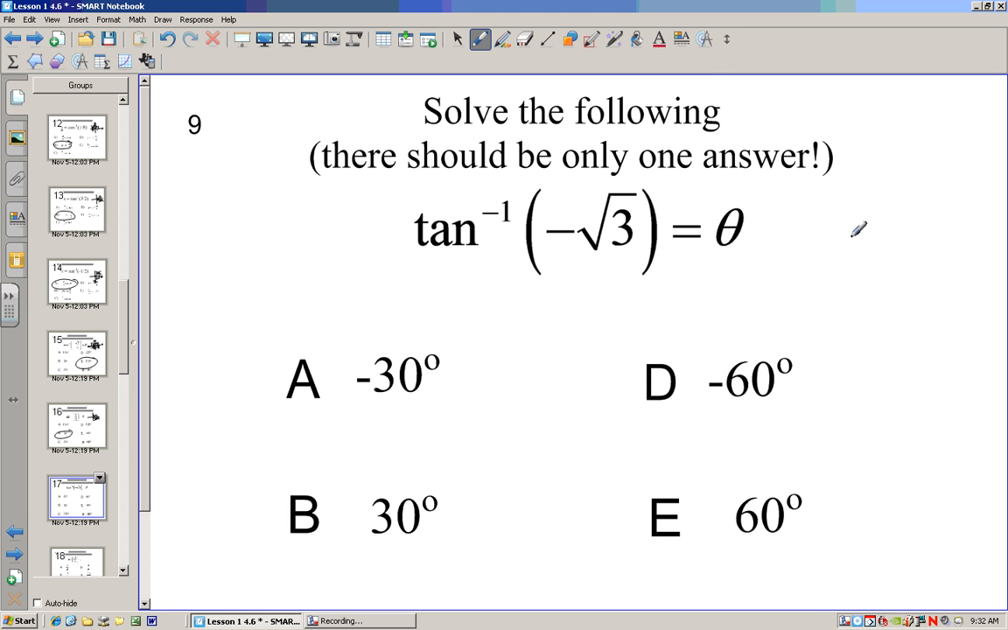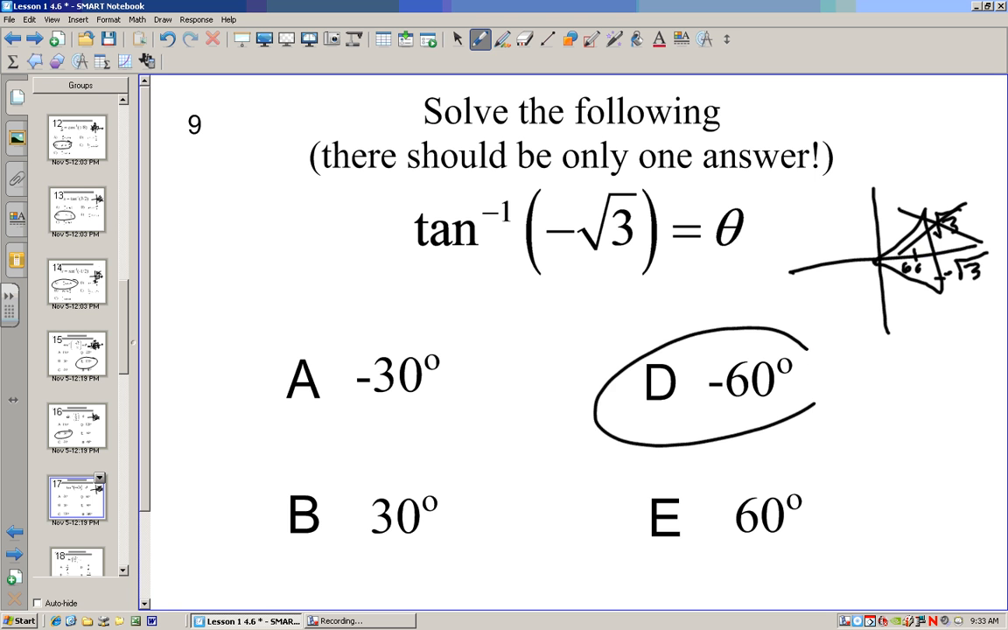Inverse tangent of negative root 3. Inverse tangent is in these two quadrants. We have root 3 over 1, negative root 3 over 1. It has to be here because that's where it's negative. And across from the root 3 is a 60-degree angle, and it's going to be going down 60 degrees. So negative 60 is our answer.